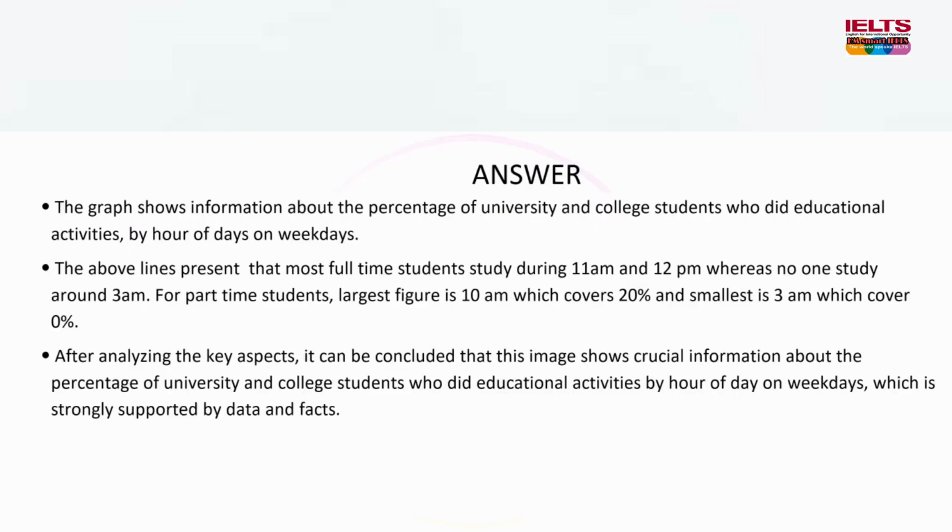The graph shows information about the percentage of university and college students who did educational activities, by hour of day on weekdays. The above lines present that most full-time students study between 11 a.m. and 12 p.m., whereas no one studies around 3 a.m. For part-time students, the largest figure is at 10 a.m., which covers 20%, and the smallest is at 3 a.m.